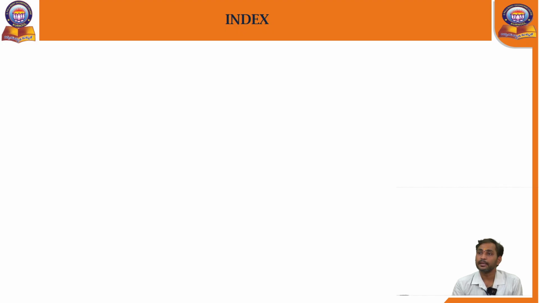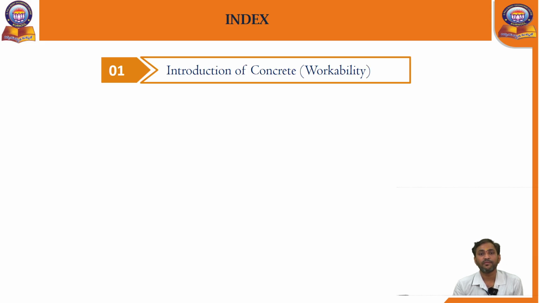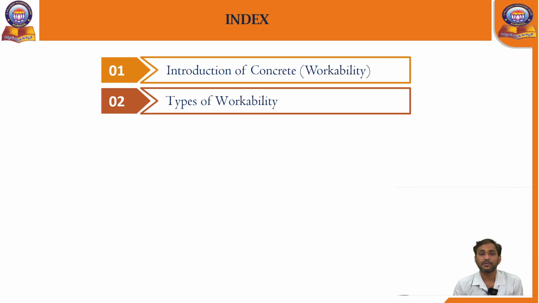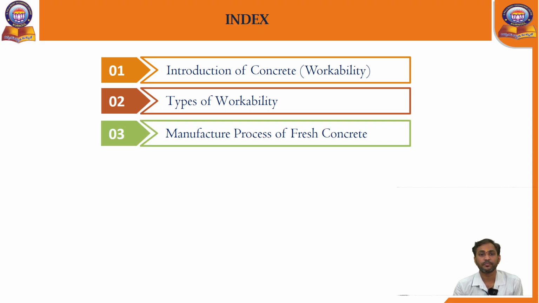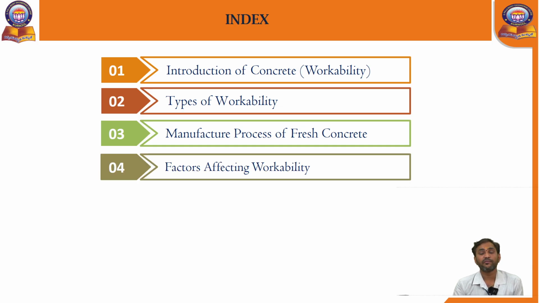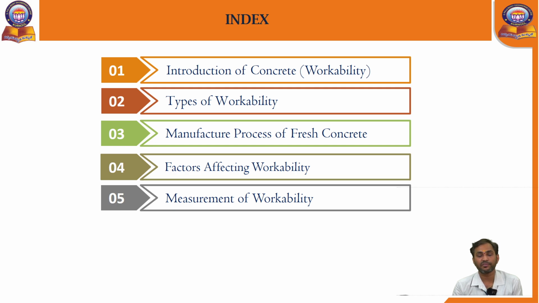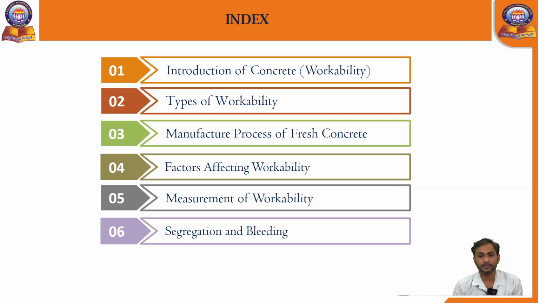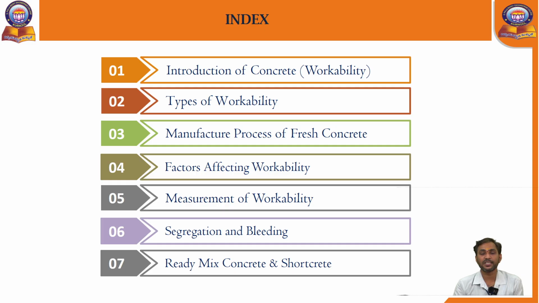And coming to today's lecture, the topic on fresh concrete is divided into a number of topics. Those topics are mentioned in the index part. First one, introduction of concrete. Second one, types of workability. Third one, manufacturing process of fresh concrete. Fourth one, factors affecting workability. Fifth one, measurement of workability. Sixth one, segregation and bleeding. Seventh one, ready mix concrete and shotcrete. So these are the topics.